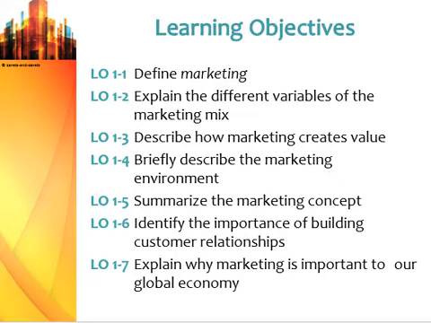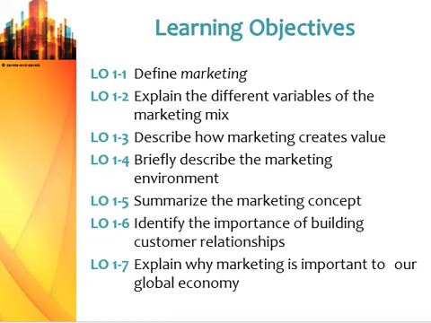Let's look through the learning outcomes, learning objectives for this lecture. There are 7 of them. As you see, LO11 is learning outcome 1 of chapter 1. So: define marketing, explain different variables of the marketing mix, describe how marketing creates value, briefly describe the marketing environment, summarize the marketing concept, identify the importance of building customer relationships, and explain why marketing is important to our global economy.